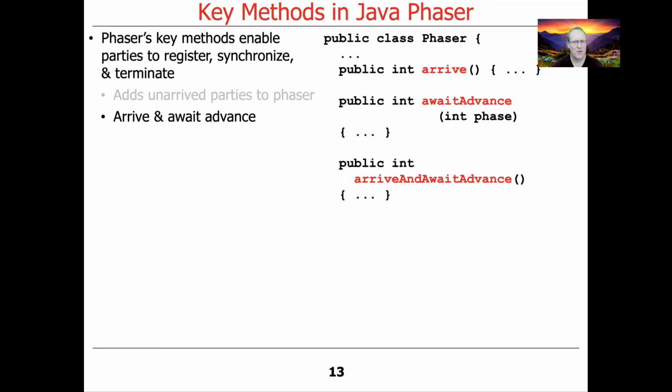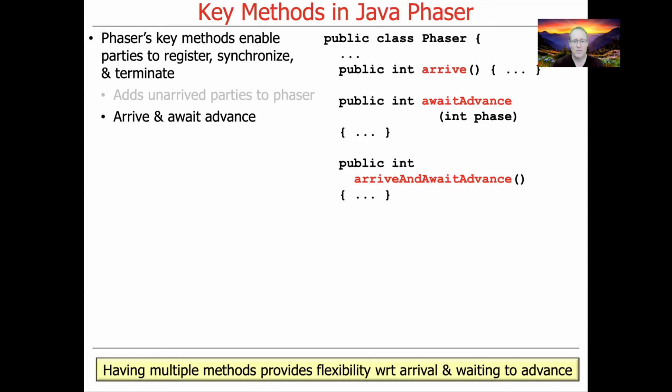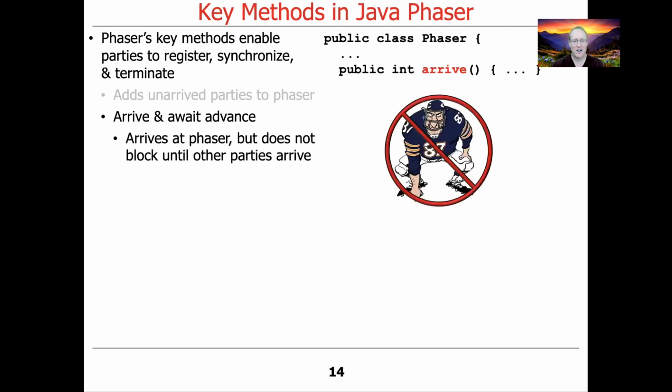And these are a little confusing when you first see them. They're split up this way for various reasons. Having multiple methods to do this provides flexibility with respect to arriving and waiting to advance. And you'll see there's a couple of different variants here. The method called arrive says, I'm here, I've come here, but it doesn't actually block until the other parties arrive. So it just says, I showed up, but I'm not going to wait around.